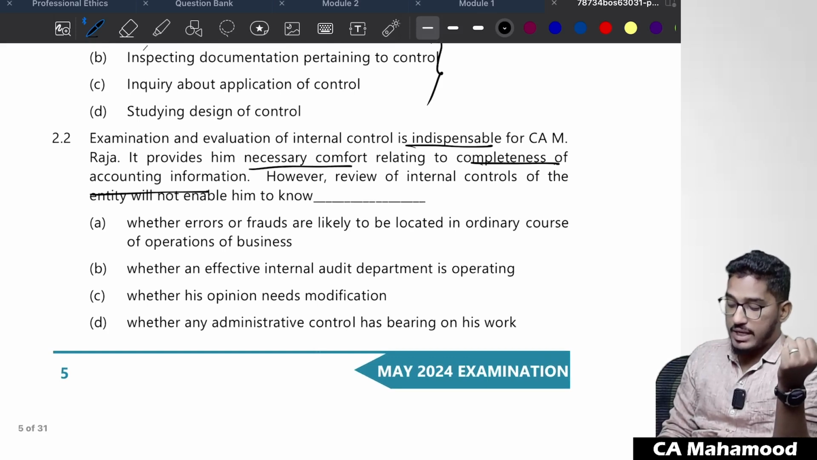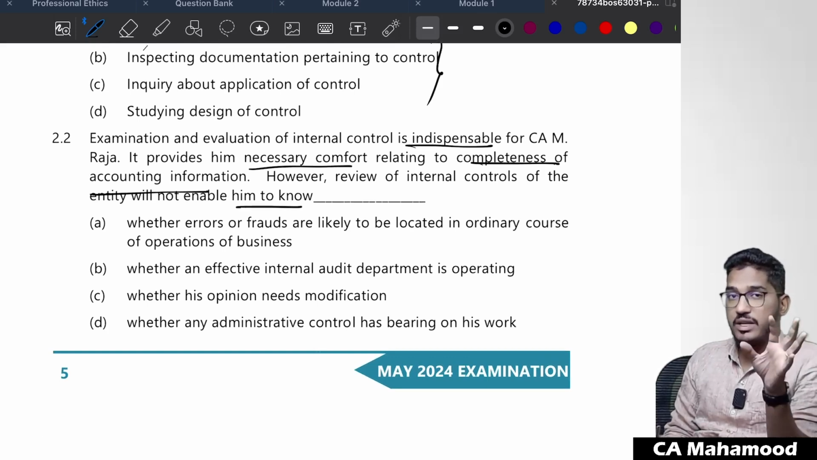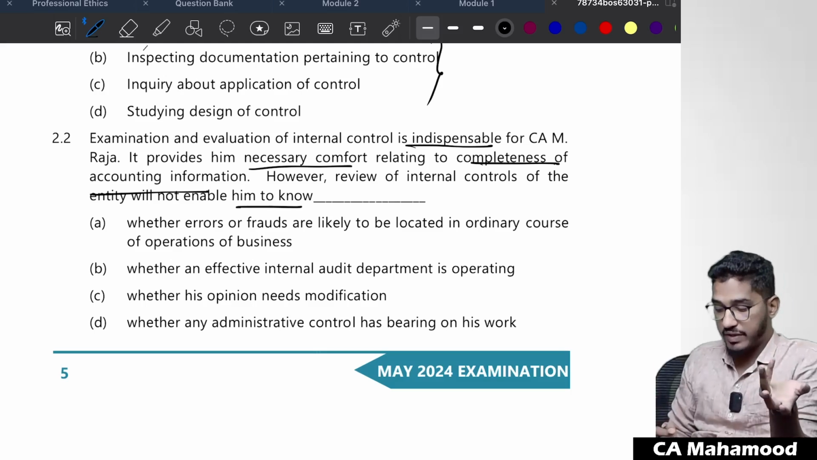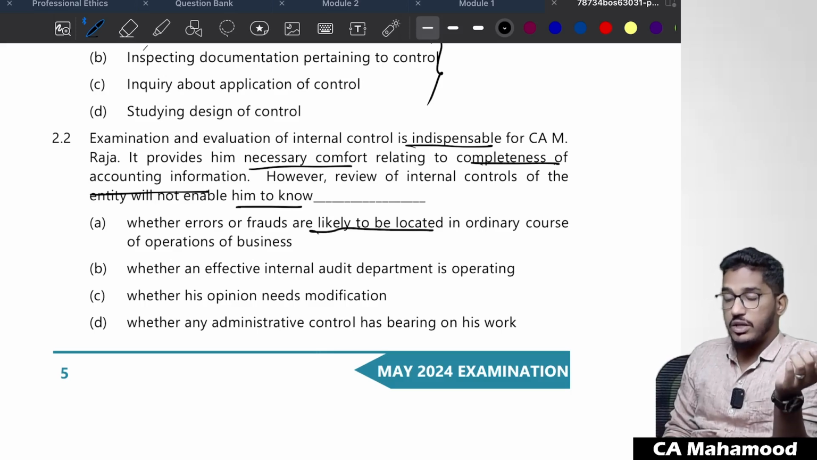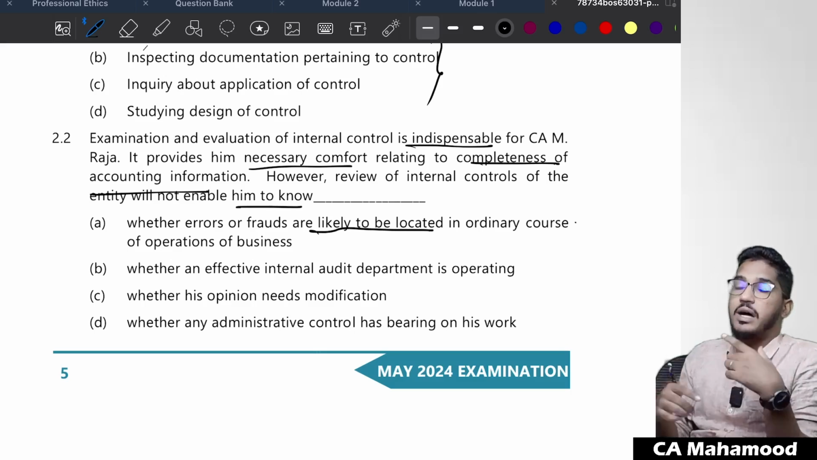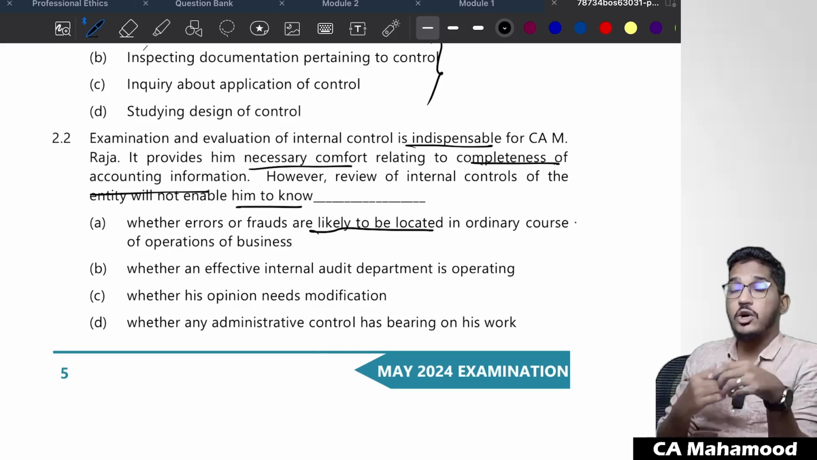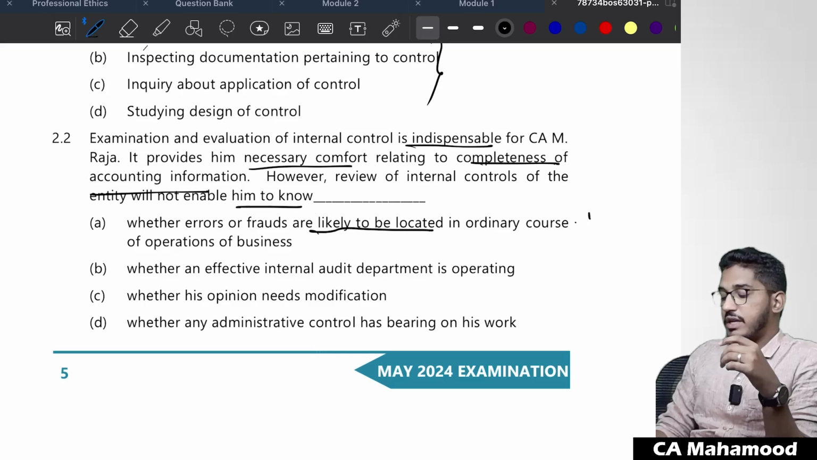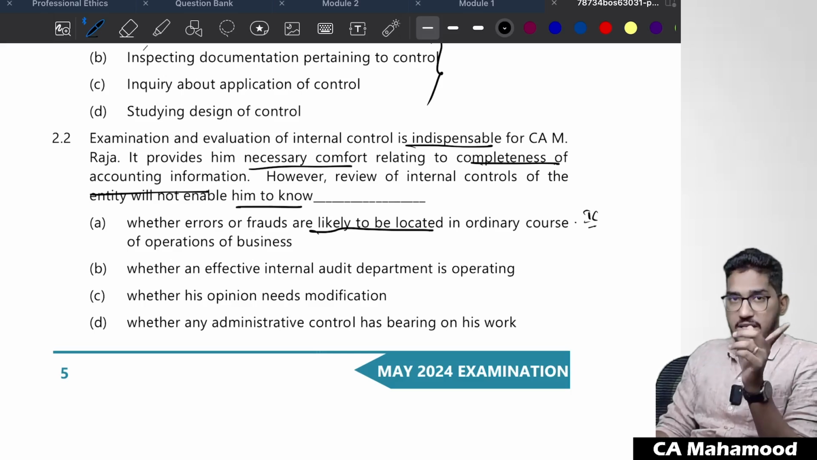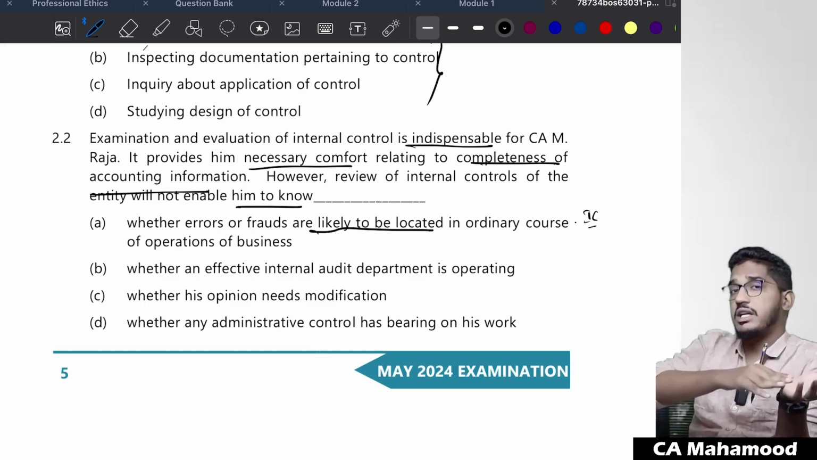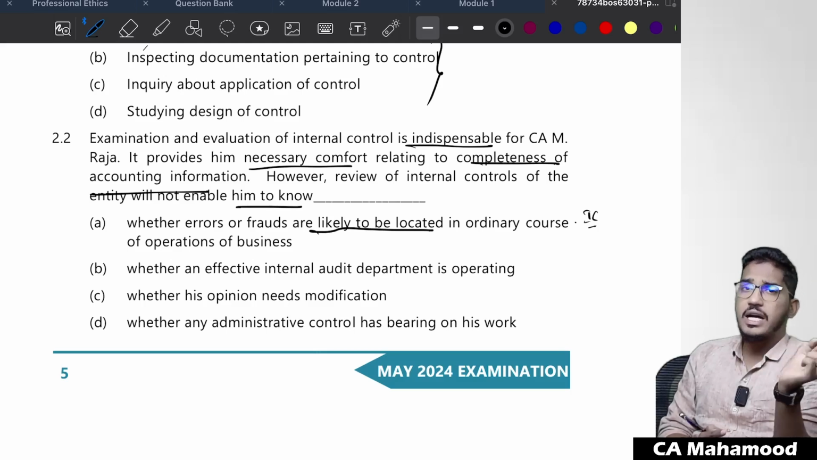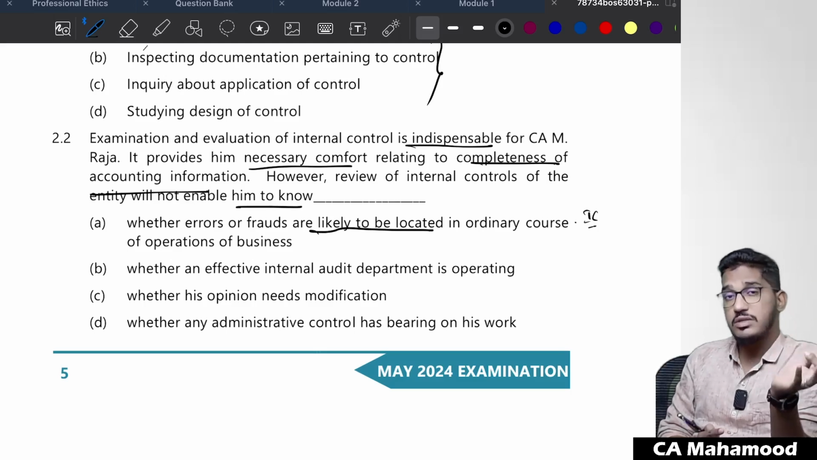However, review of internal controls entity will not enable him to know. By verifying internal controls, what you will not be able to do, that we have to find out. So option A, whether errors or frauds are likely to be located in the ordinary course of business of operations. That means if you study internal control system, you will come to know as a part of business operations whether frauds and errors are getting automatically recognized or not. Like you take, for example, we have a concept called internal check, segregation of duties. If work performed by one person is automatically verified by another person, then there are high chances that frauds and errors will be detected in the organization only, even before audit.